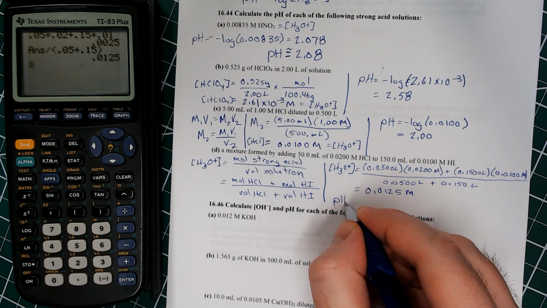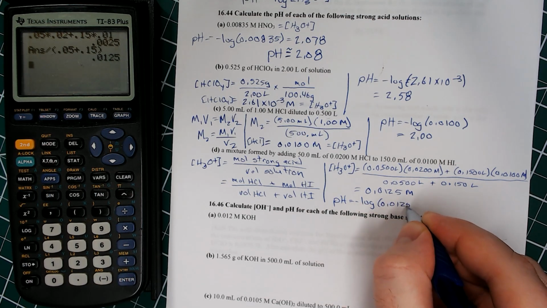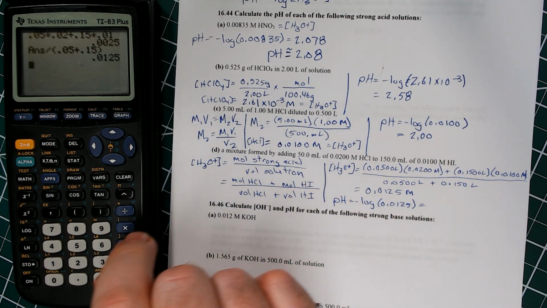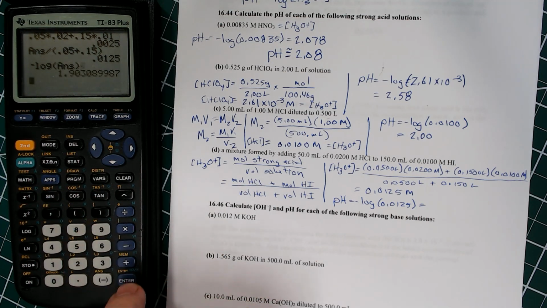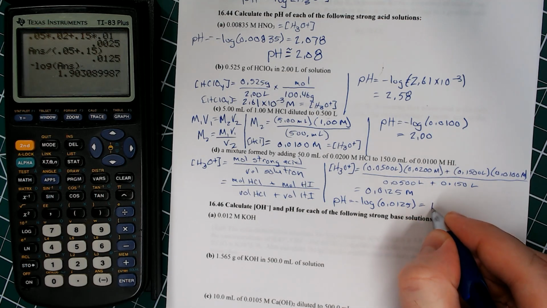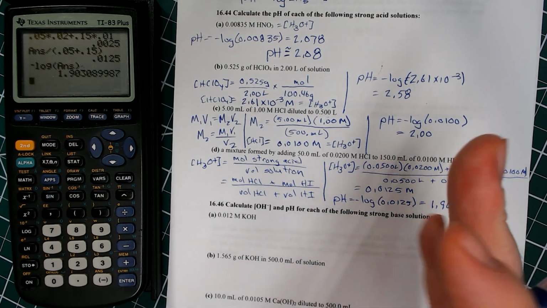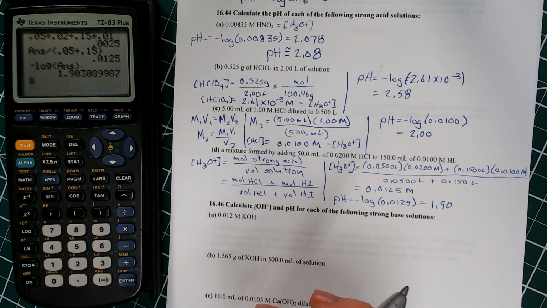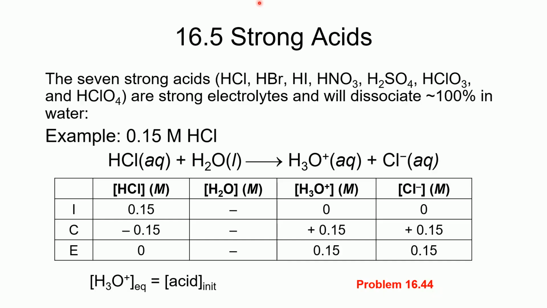The pH is the negative log of 0.0125. So negative log of that answer. And we'll get 1.90 as our pH. All right, so we've calculated the pH of several strong acid solutions. So now we want to do strong bases. So we're going to go back to the presentation and we'll look at strong bases.